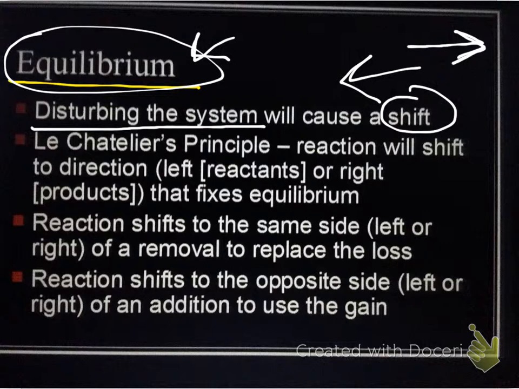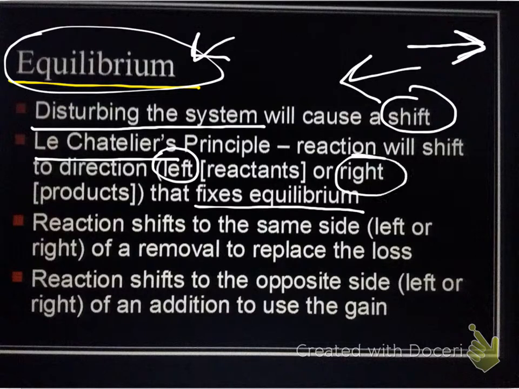So according to Le Chatelier's principle, and he is a French chemist, the reaction will shift to the direction that fixes equilibrium. So it'll either shift to the left towards the reactants or the right towards the products. And the way you figure out which way it shifts is looking at where you add or remove something. So if you remove a product or you remove a reactant, that just means you're taking some of it out of the system. The reactions are still going, but you've removed a little bit of one or the other.